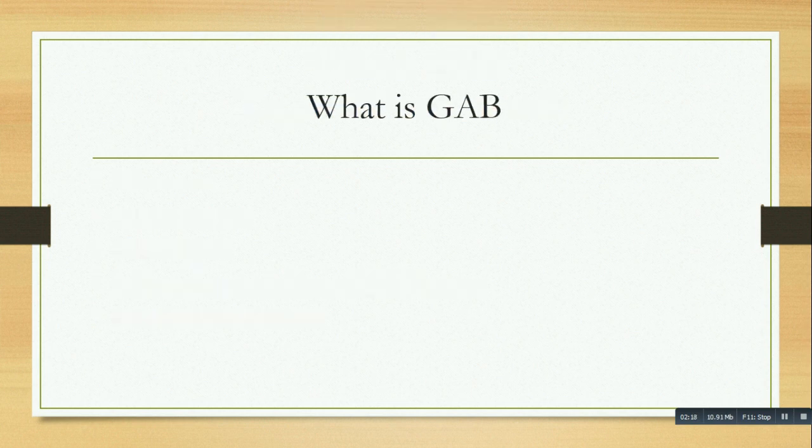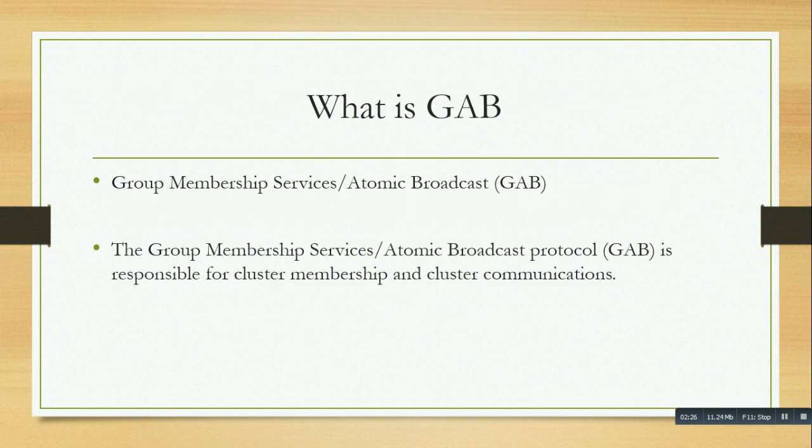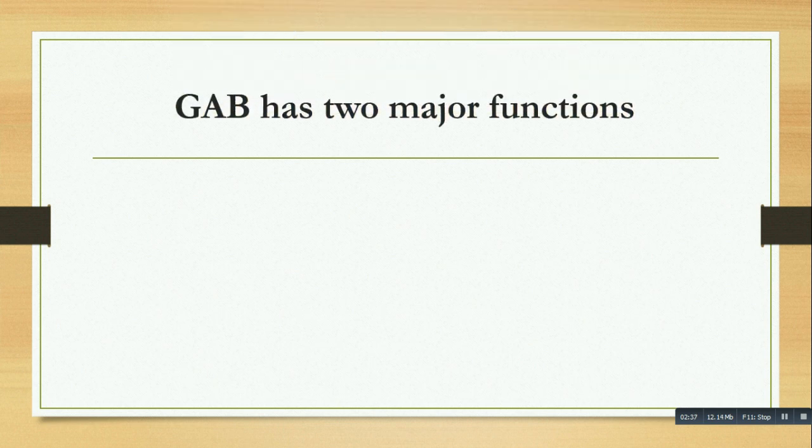What is GAB? Group Membership Service and Automatic Broadcast, that stands for GAB. The Group Membership Service and Automatic Broadcast protocol is responsible for the cluster memberships and the cluster communication. GAB has two major functions.